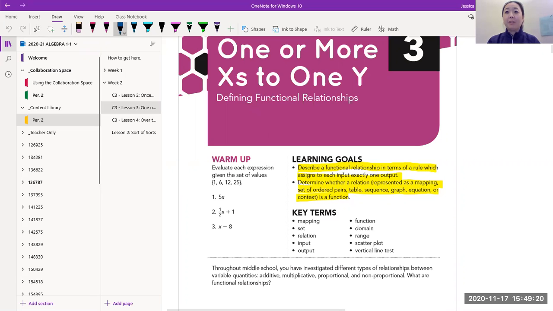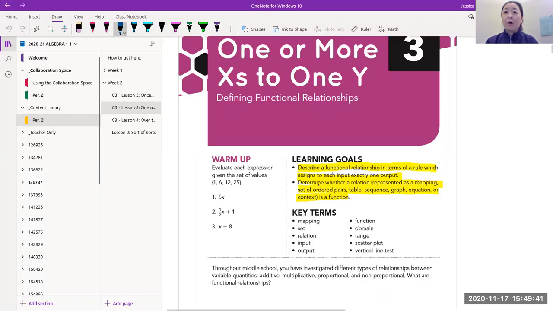All right. So describe a functional relationship in terms of a rule which assigns to each input exactly one output. And if you don't know what some of those terms mean, we're going to learn about that, like input, output, functional, not the kind of functional that you're thinking of. Well, it's kind of the same, but yes, functional.